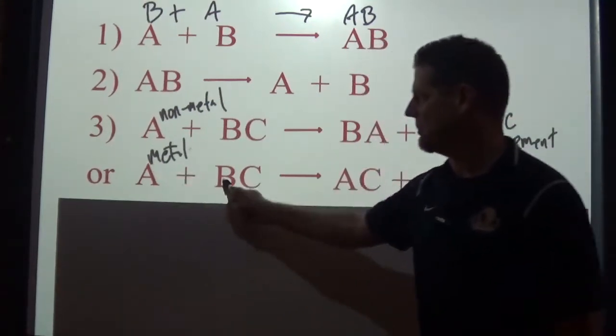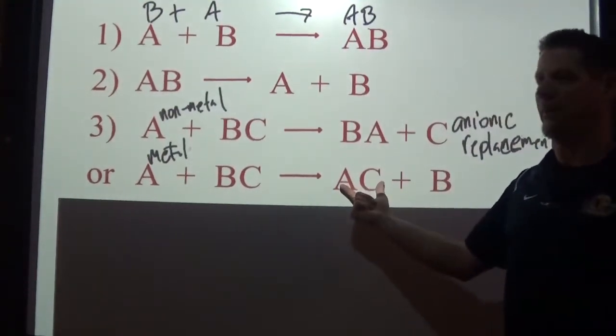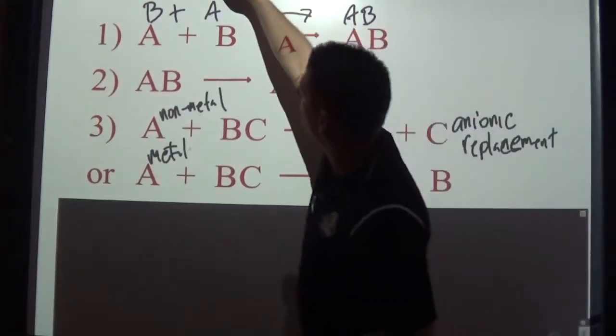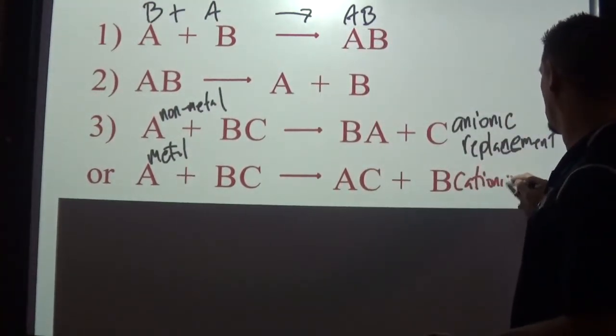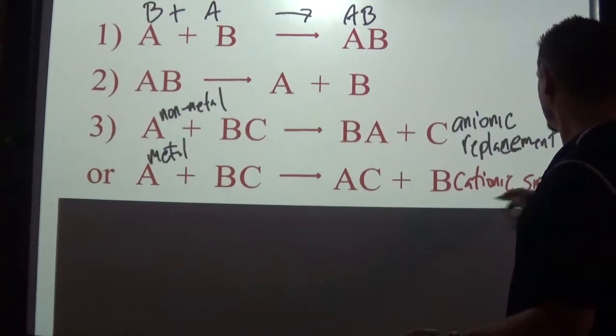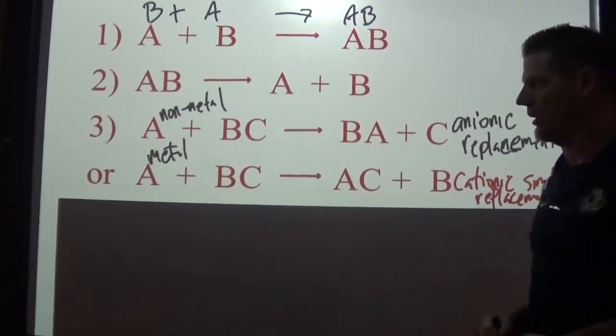So A bumps into B. B flies away and becomes an element by itself. We form new compound AC, and this will change the color so you can recognize it. This is called cationic single replacement, because we are replacing the cation.